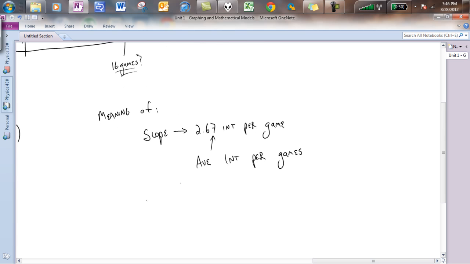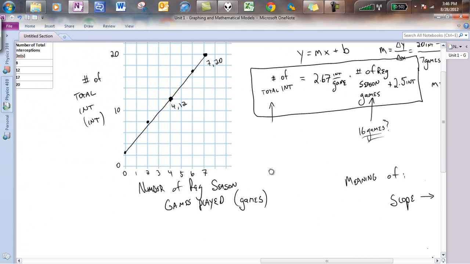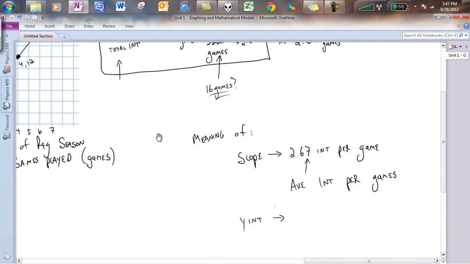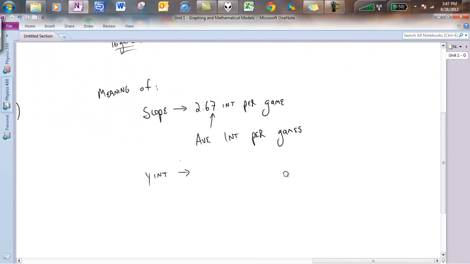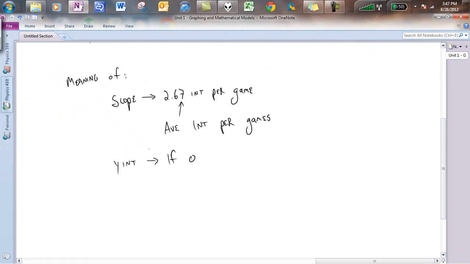The meaning of the y-intercept, as we discussed in the last video, is taking a look and saying, well, this is when I have played 0 regular season games. So I go back here and I say I'm at 0 regular season games, and I have, for some reason, some interceptions. If 0 regular season games, I have 2.5 interceptions. And now you have to start making sense of this.